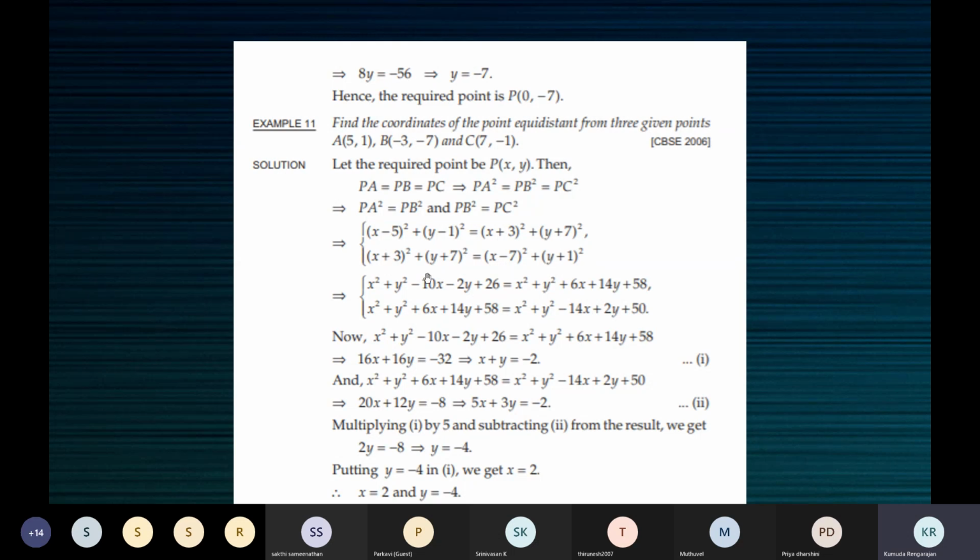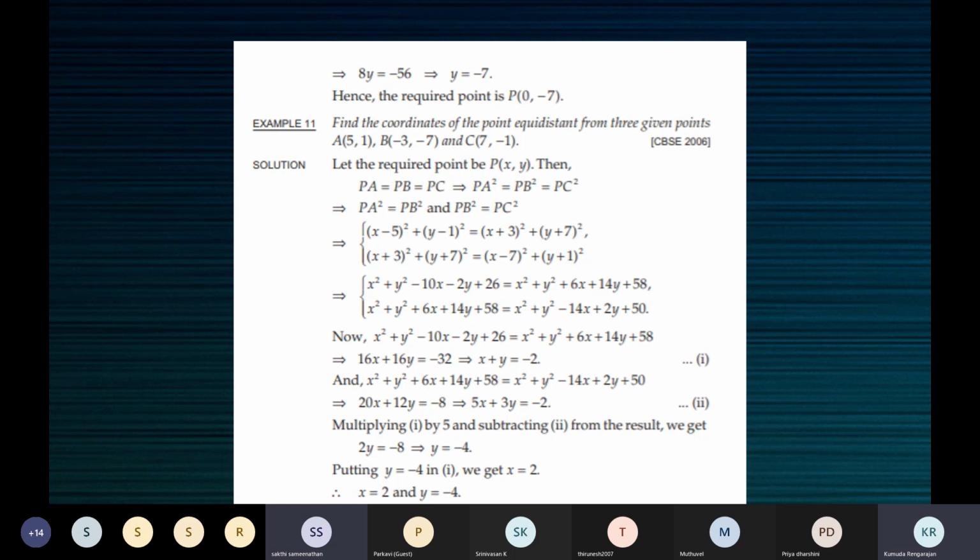So again we expand this, expand this and expand this. You will get 3 terms, 6 terms here, 3 terms, 6 terms here. You'll have 6 terms in the LHS and 6 terms in the RHS. X square, y square on either side will get cancelled. Bring all the terms to one side, you will get the other equation in x and y. On solving the two equations, you will get x is 2 and y is minus 4. This is simple for you.